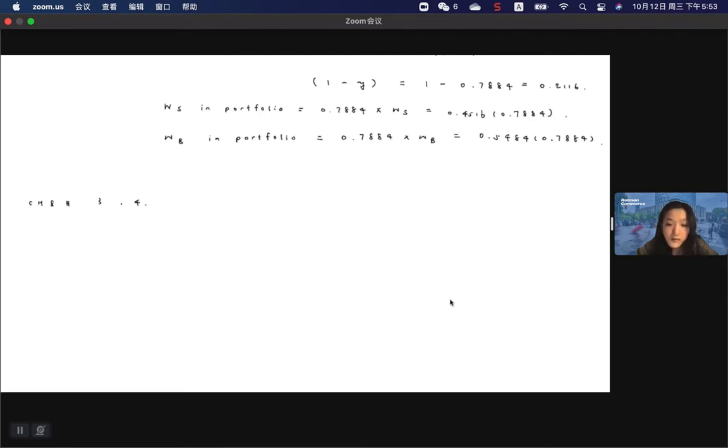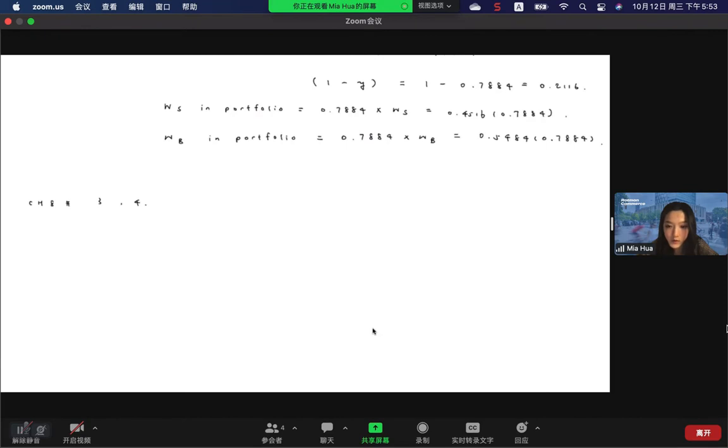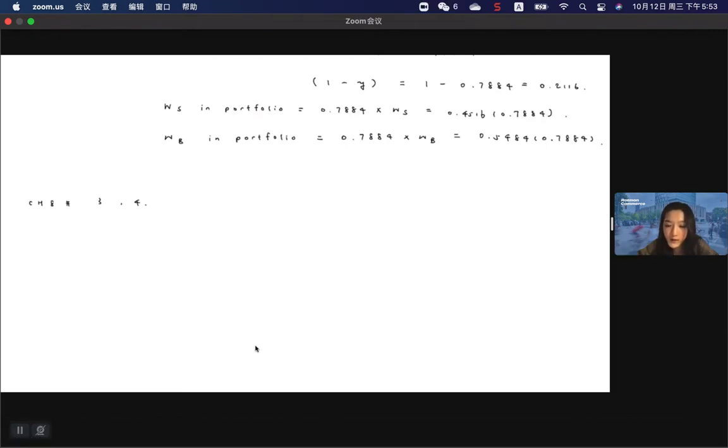Therefore, stock A has a higher market risk because its beta is 1.2 in contrast to stock B's beta of 0.8. And for question C, for which stock does market movement explain a greater fraction of the return variability? This is just a fancy way of saying which one has a higher R square. So you pick stock A because the R square is larger.